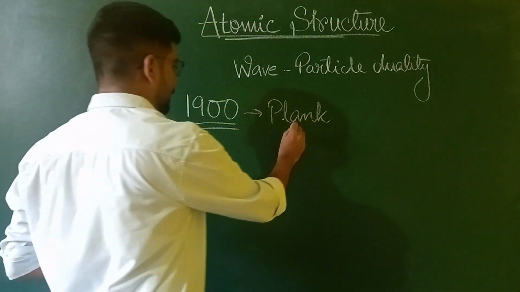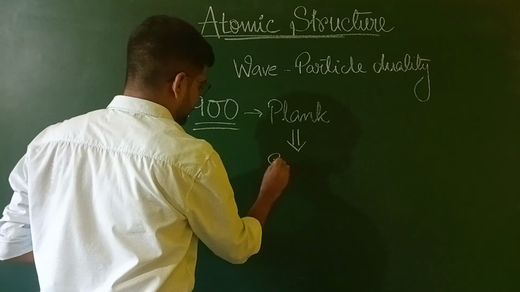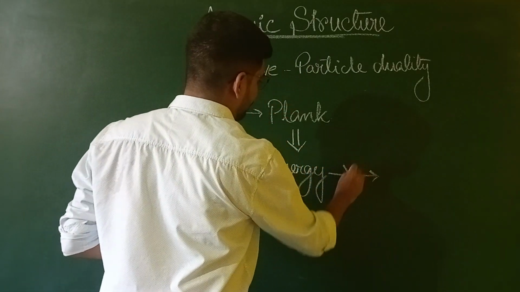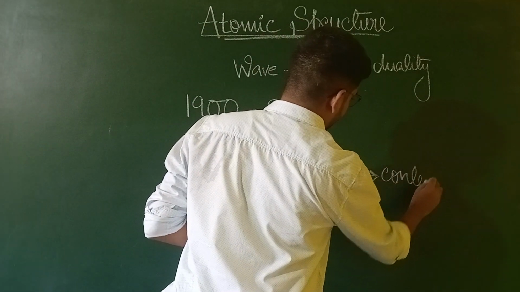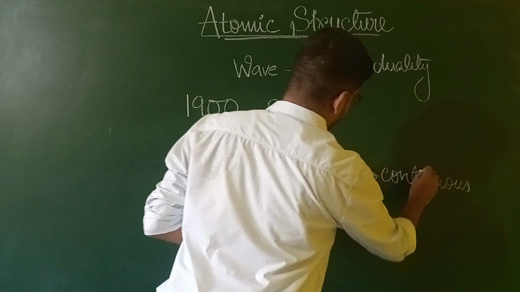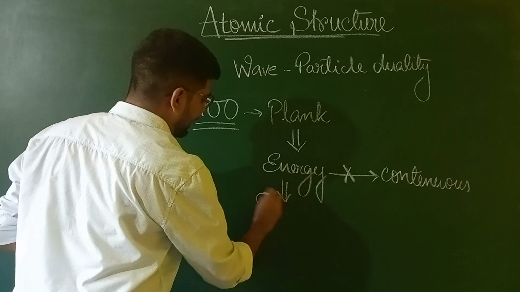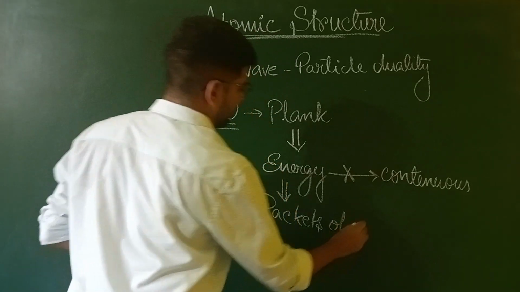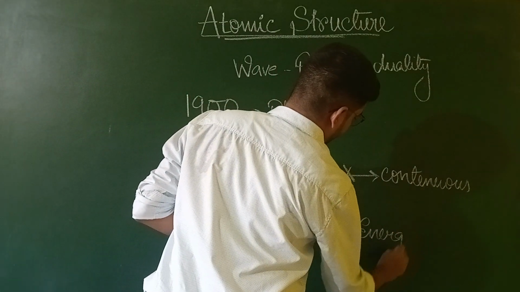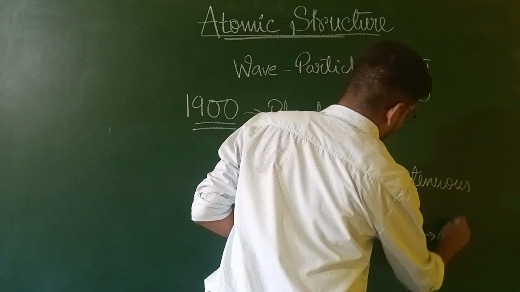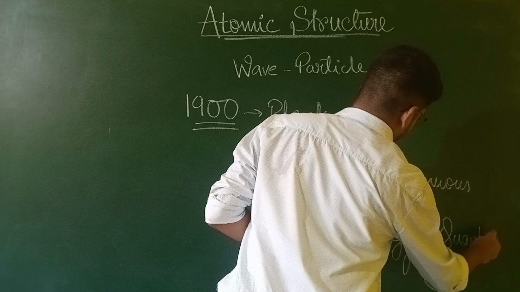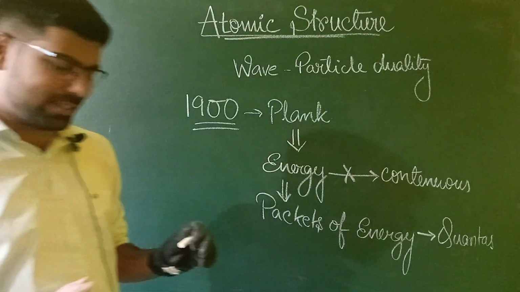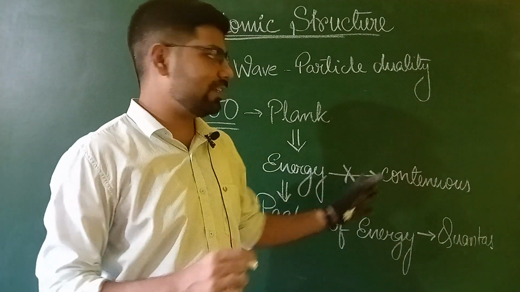Again I am going to repeat. Planck stated that energy is something that is not continuous. Instead, it is emitted as packets of energy, and these are called quanta. Okay, so quanta. Now what is the difference between these quanta, or packets of energy, and continuous energy?